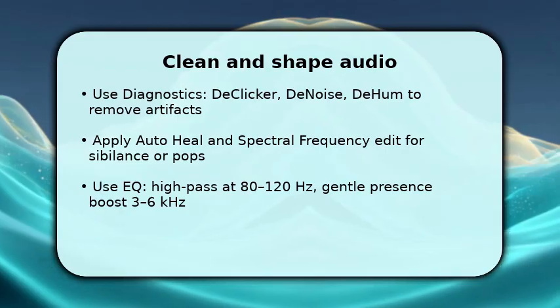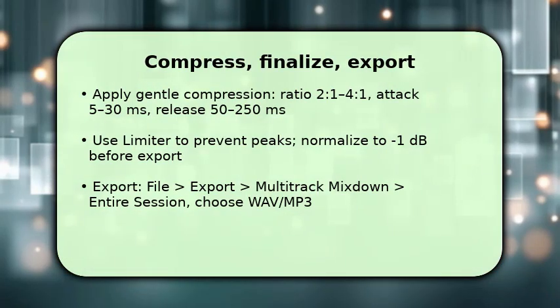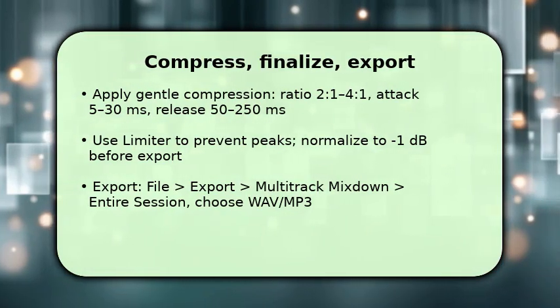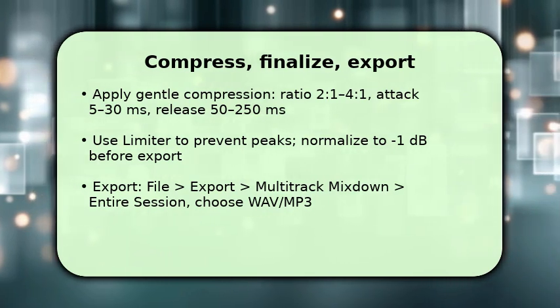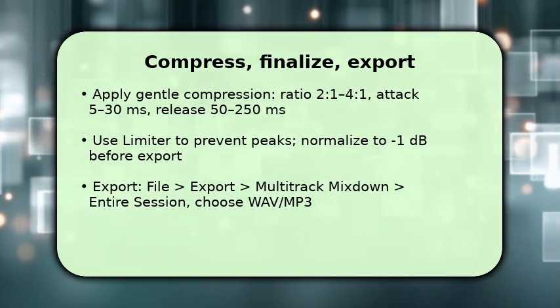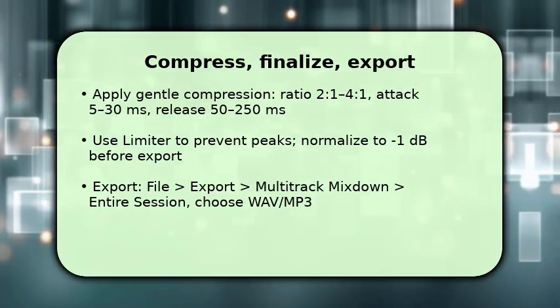Insert a compressor with a moderate ratio to even out loud and soft passages. Set attack and release so transients remain natural. Add a brickwall limiter and normalize to about -1 dB to protect against clipping.